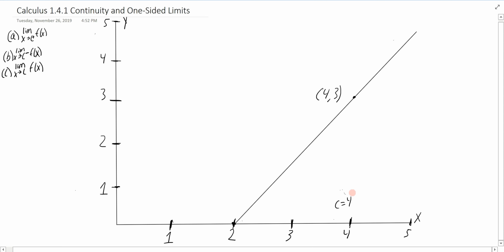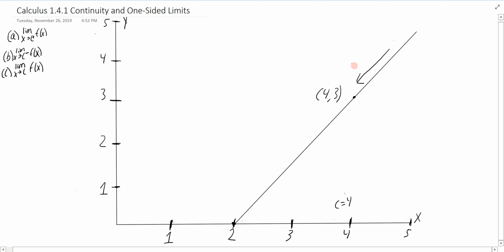When we look at part A, the limit as x goes to c plus, we're looking at the limit as x goes to c from the right. So we're going to be looking from here to here. Let's say we start at x is 5. Let's go to x is 4.5, x is 4.25, x is 4.125, just trying to get closer and closer to 4 to evaluate from the right what that limit is going to be.